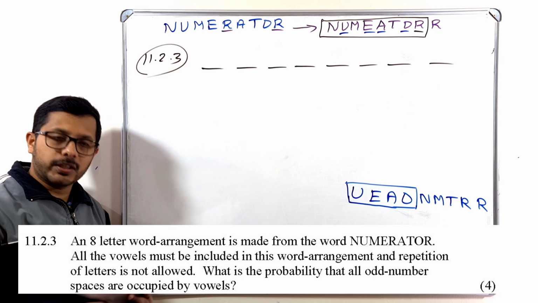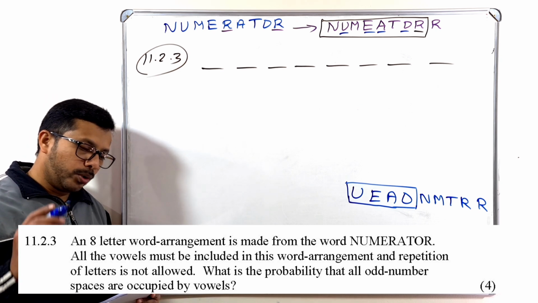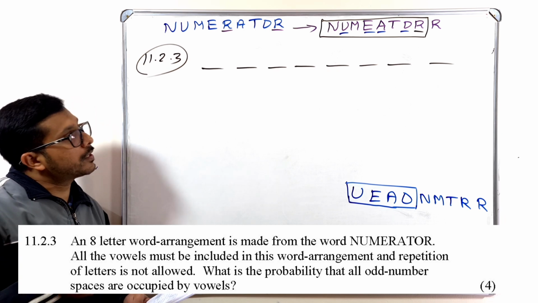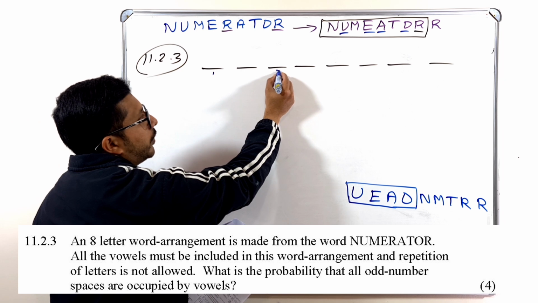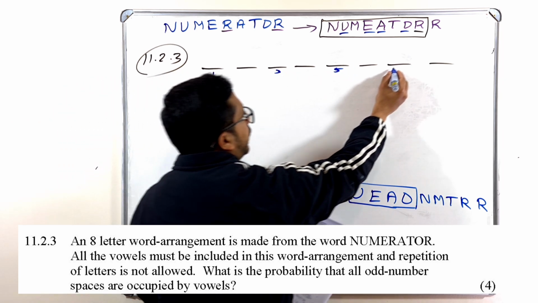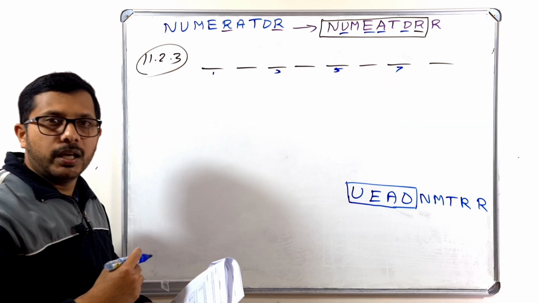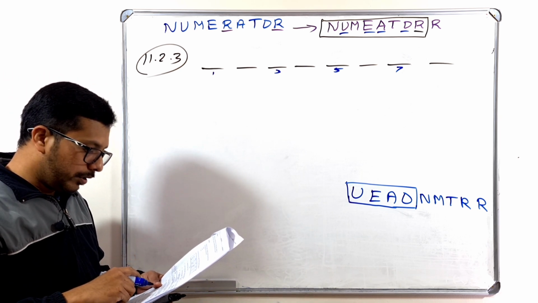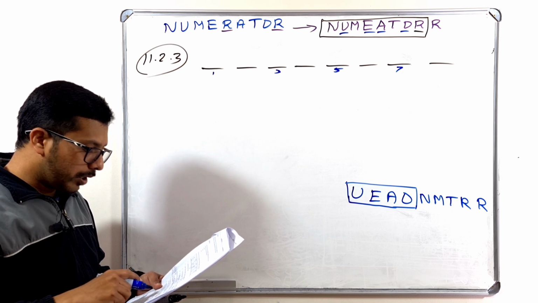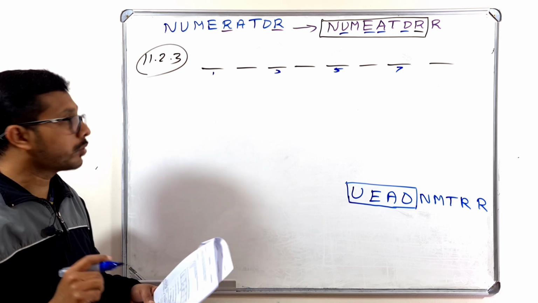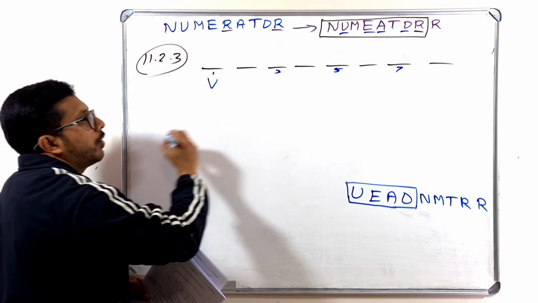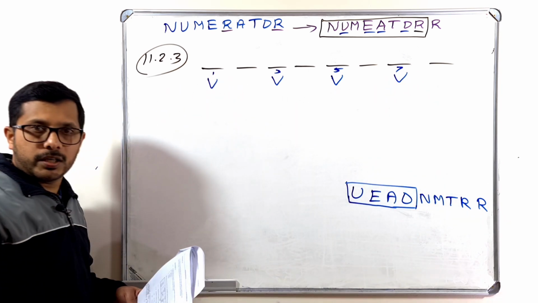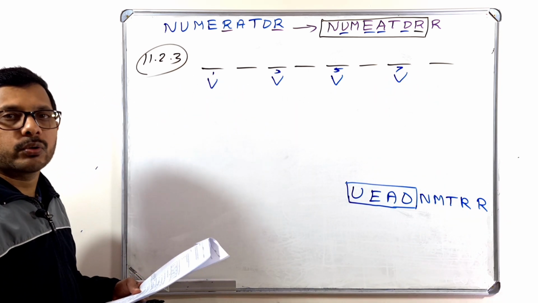Wow, what a question is that. What is the probability that all odd number spaces, what are the odd number spaces? This is 1, then 3, 5, then 7. These are the odd numbers, and they are saying that odd numbers must be occupied by vowels. So it means that this position is a vowel, this position is a vowel, this position is a vowel, this position is a vowel. Odd number spaces are occupied by vowels.